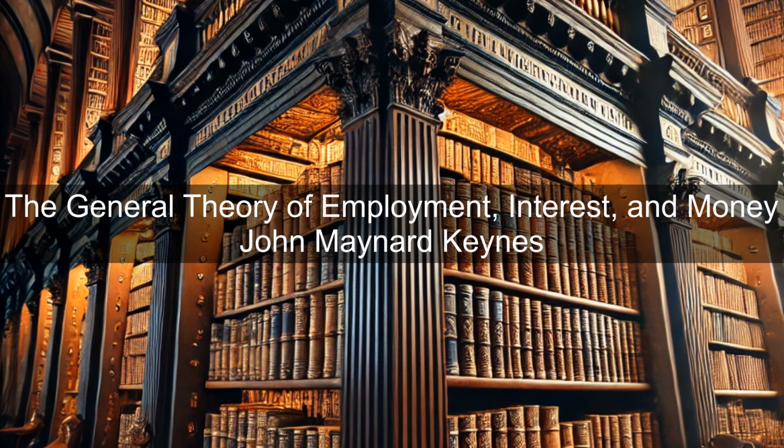Today we're taking a deep dive into The General Theory of Employment, Interest, and Money by John Maynard Keynes. Now this book, published back in 1936, is a bit of a behemoth, but it's considered one of the most important economic works of the 20th century. For a reason. It really is a cornerstone of macroeconomics.